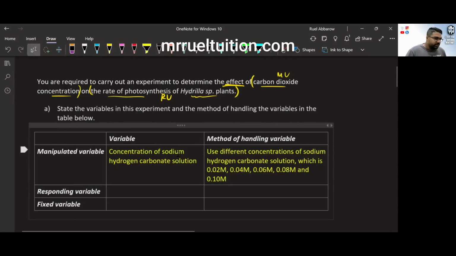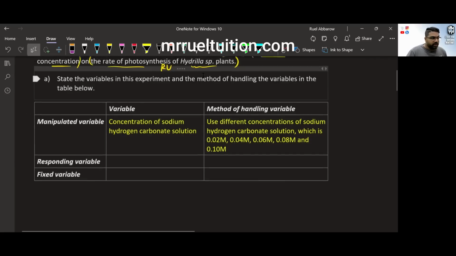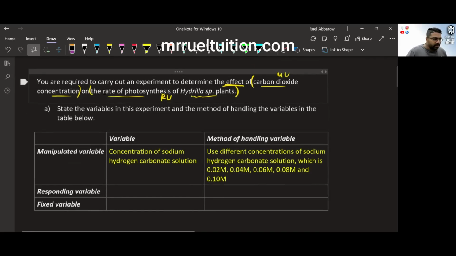Okay. What is the responding variable? Responding variable was rate of photosynthesis. But once again, this is only in theory. Practically, how do we determine the rate of photosynthesis? So this is the reason we are using an aquatic plant, which is hydrilla. Hydrilla is an aquatic plant.